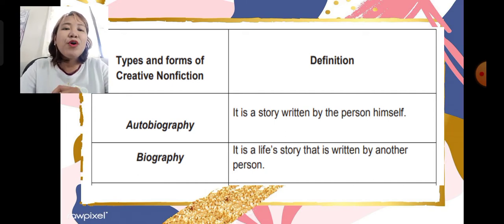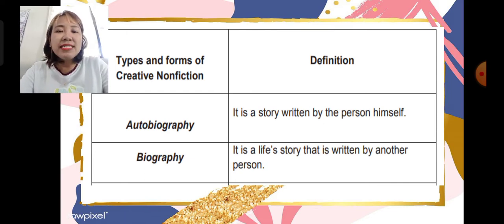So, for example, nagkukwento ka about your life experiences, about your educational background. So, sa'yo mismo yun, di ba? So, biography mo yun. Pero, kaya siya tinawag na autobiography is ibig sabihin, ikaw mismo, literal, ang nagkukwento or sinasabi mo yung iyong story. So, iyon ang autobiography.